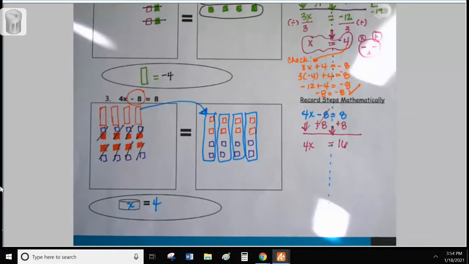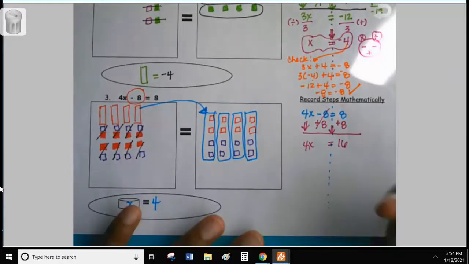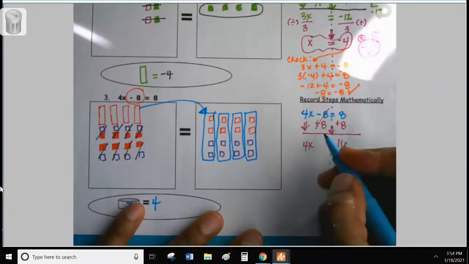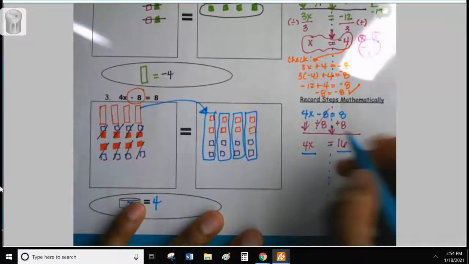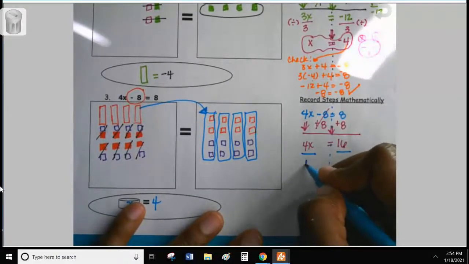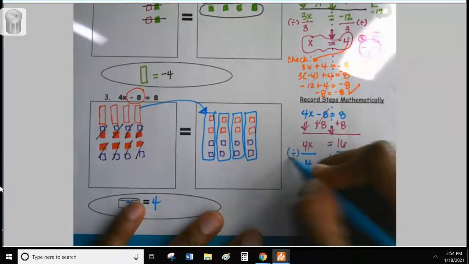Please make sure you're paying attention. A lot of times kids can do the first step, then when they get to the second step, they're lost. It's just another 1-step, okay? So I am going to solve this problem. I'm going to do the opposite of multiplication, which is division. I'm going to divide both sides by 4.